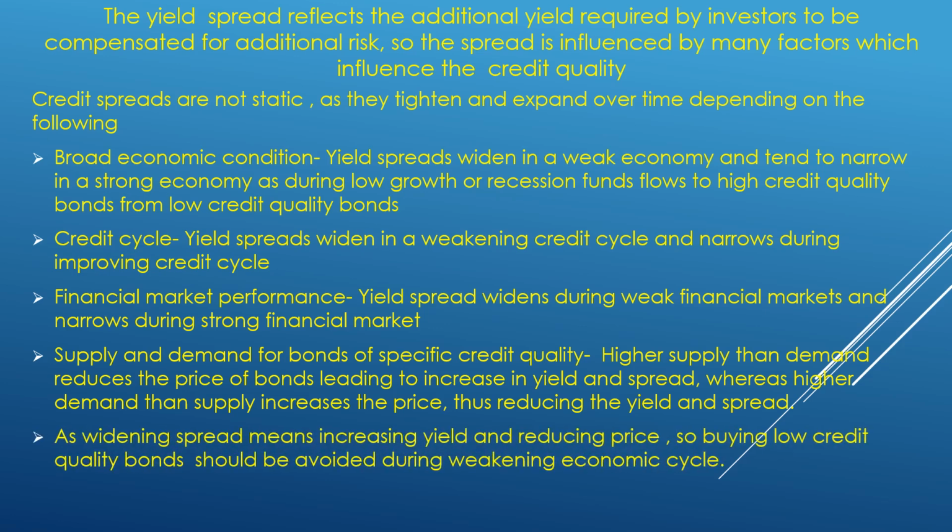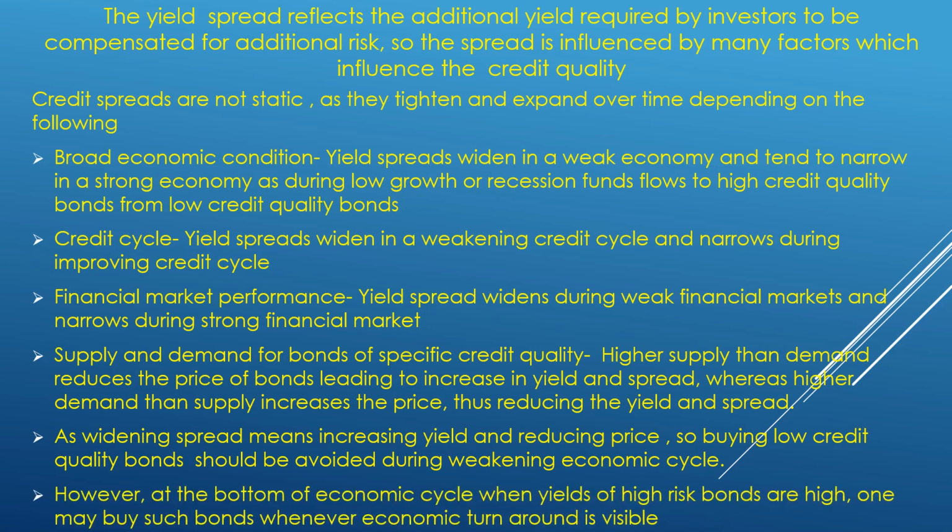As widening spread means increasing yield and reducing price, buying low credit quality bonds should be avoided during the weak economic cycle. However, at the bottom of the economic cycle, when the yields of high risk bonds are high, one may buy such bonds whenever the economic turnaround is visible.